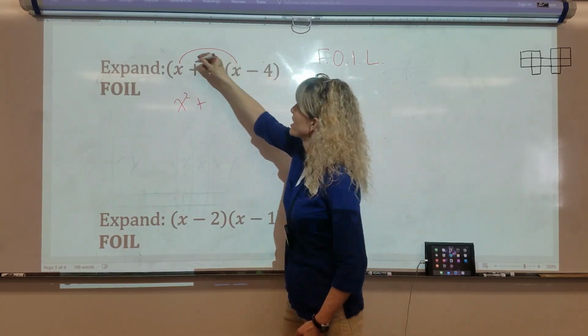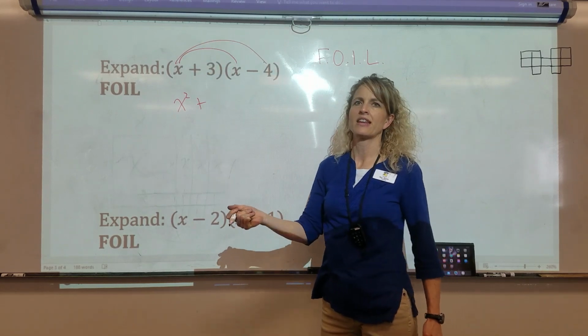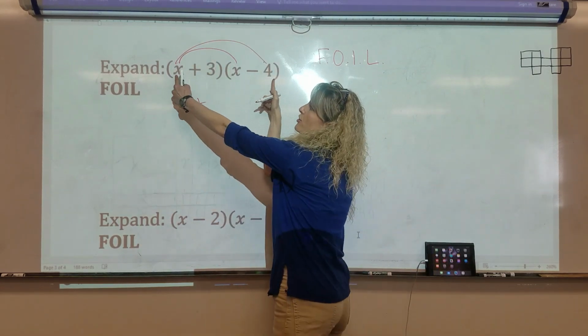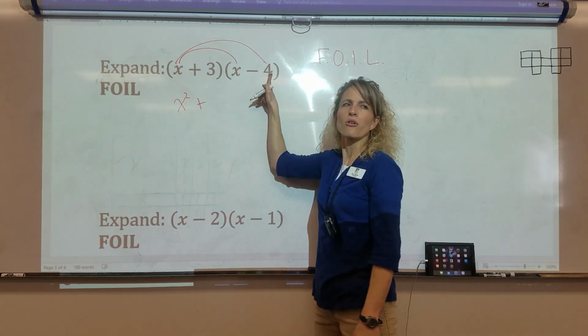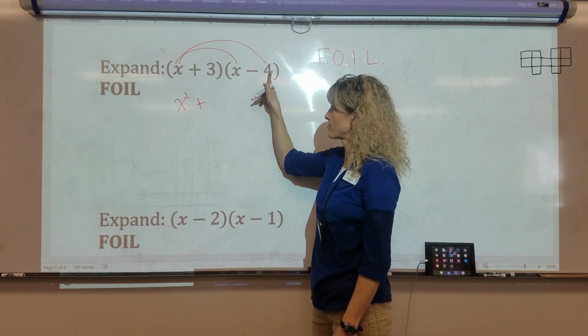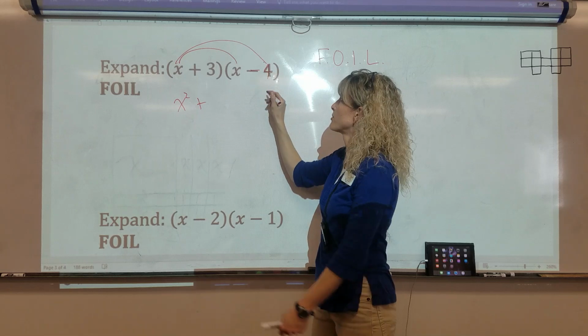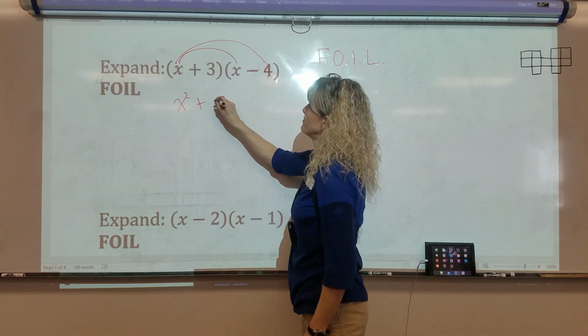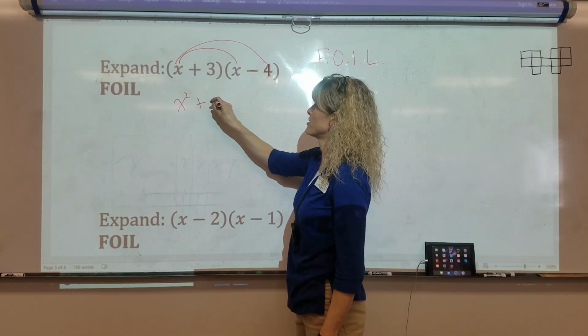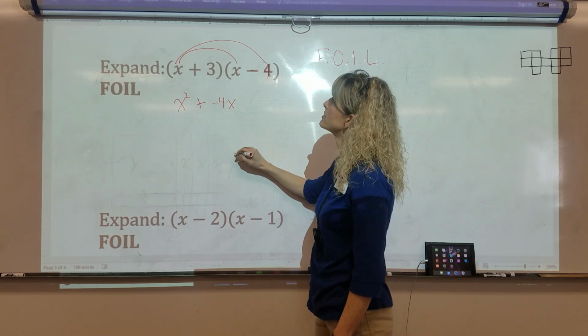Next is outside. What does O stand for? Outside. So I'm going to do the outside terms. X and, wait, is that 4 or negative 4? Negative 4. Okay, negative 4. Keep the negative with it. X times negative 4. I like the coefficient in front, so we're going to write negative 4 times x.